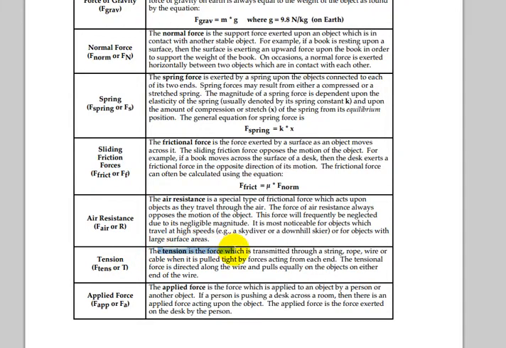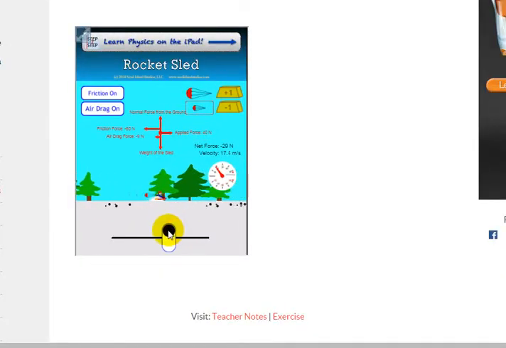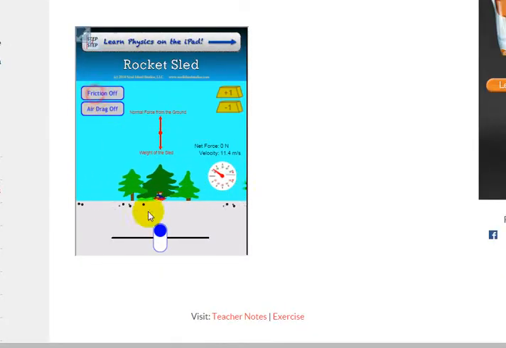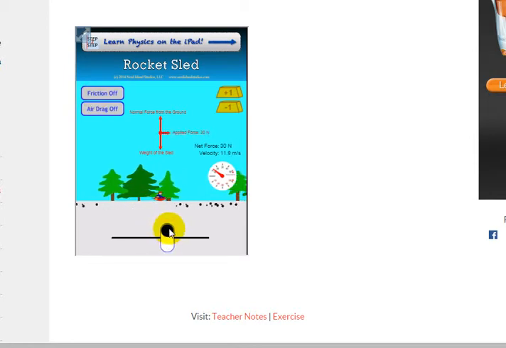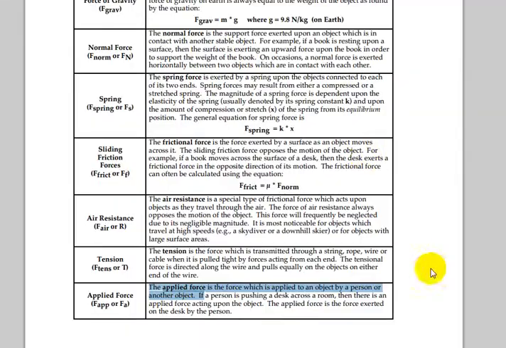Okay, tension. The tension is the force which is transmitted through a string or rope or wire when pulled tight by forces acting on it. Applied force is the force that is exerted on an object due to a person or some other thing. So here, I'm changing my applied forces by moving this toggle bar. If I'm pushing the guy, that is the force there.